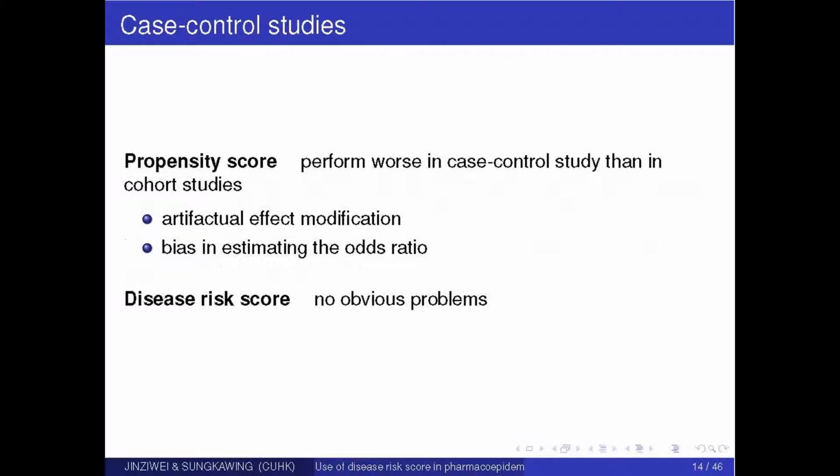In case control studies, people find that propensity score methods perform even worse than in cohort studies. Propensity score methods either introduce artifactual effect modification or bias in estimating the odds ratio, while there are no obvious problems with using the disease risk score.